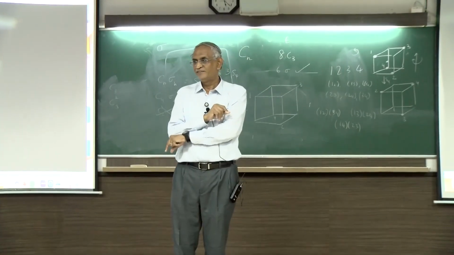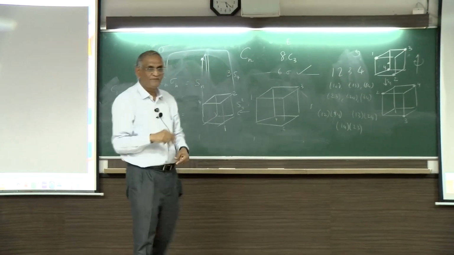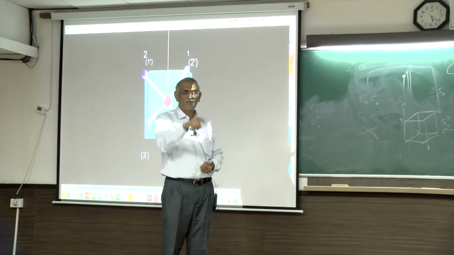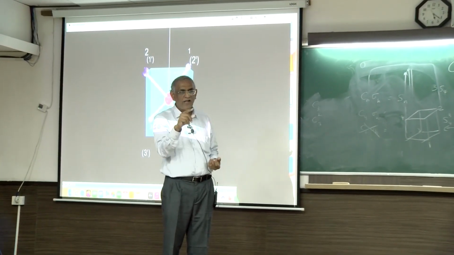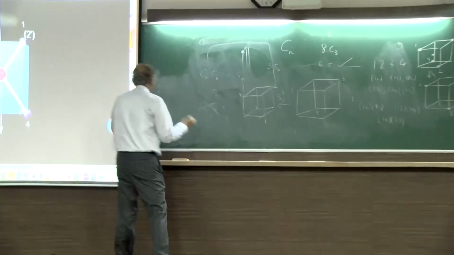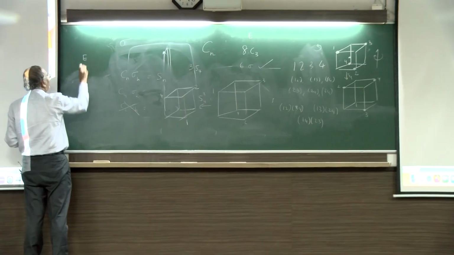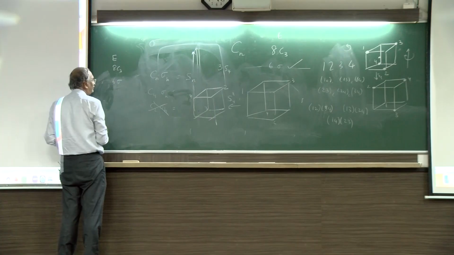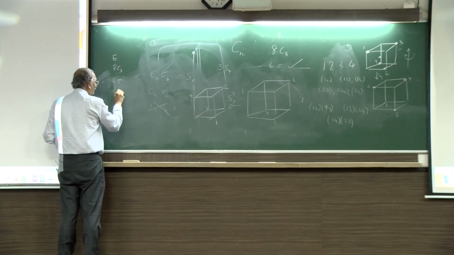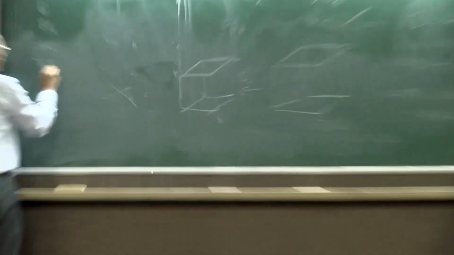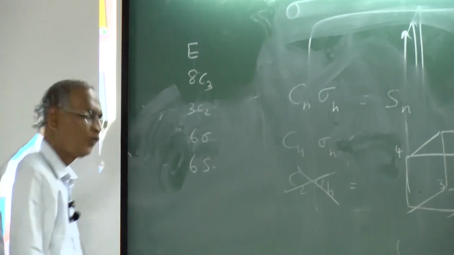How many S4 cubed? 3. There are 3 axes, 3 S4s, and for minus 90, that is 270, there are 3 S4 cubed. So you have a 90 degree rotation or a 270 degree rotation, so there are totally 6. So let us count them: E, 8C3, 3C2, 6 sigma, and 6S4.